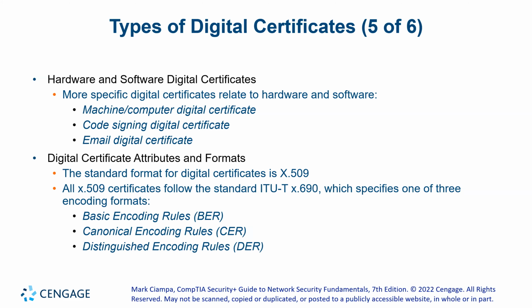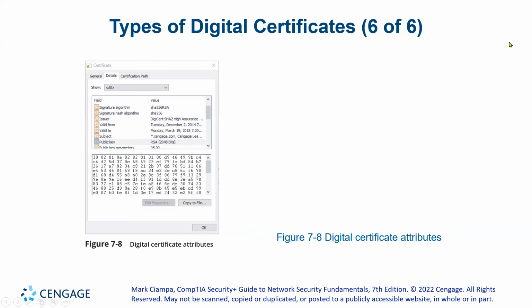Digital certificate attributes and formats. The standard format for a digital certificate is the X509. All X509 certificates follow the standard ITU-T X690, which specifies one of three encoding formats: basic encoding rules, canonical encoding rules, or distinguished encoding rules. And this is what it looks like with your digital certificate attributes. And as you can see, remember we were talking about algorithms. RSA is an encryption algorithm.